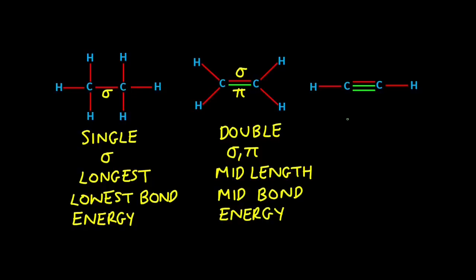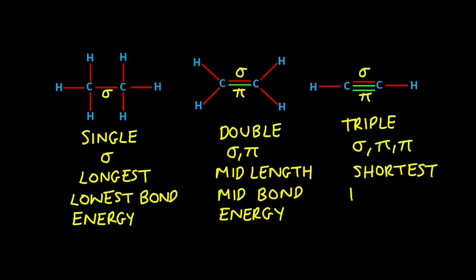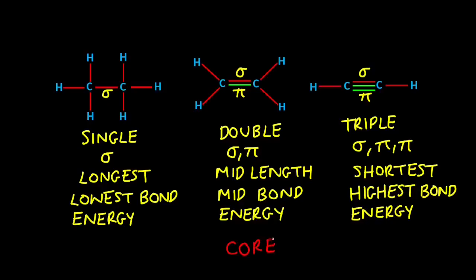And here we have a triple carbon-carbon bond in the acetylene molecule, which consists of one sigma and two pi bonds. And out of the three, it has the shortest bond length and the highest bond energy. So it's the most difficult to break apart. And note that in these covalent bonds, the bond length is influenced by both the size of the atom's core and the bond order, so single, double or triple.